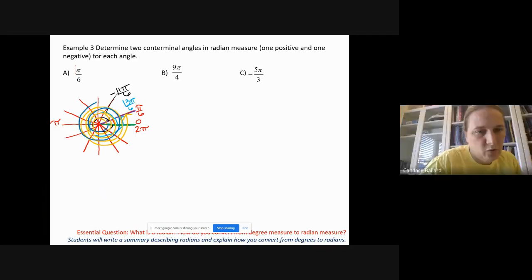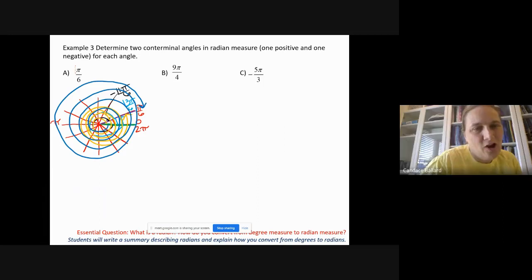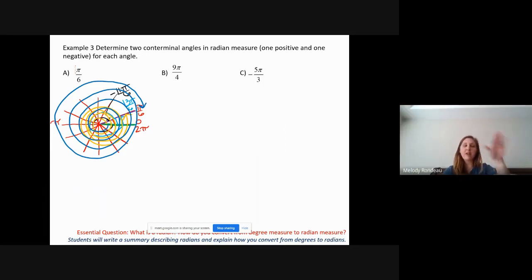1, 2. Oh, there was 1, 2, 3. Just keep going. All right, and I'm going to stop there. So again, you can see going all the way around, I've made lots of coterminal angles. Anyways, that's nice and messy now.